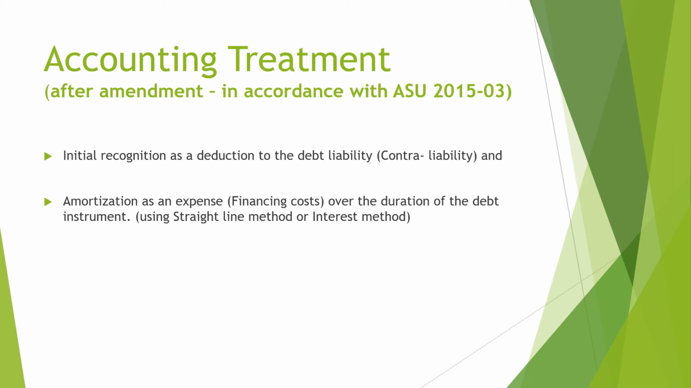Now, let's talk about the accounting treatment after the amendment made by FASB through ASU 2015-03. Initial recognition is as a deduction to the debt liability, that is, a contra liability, and amortization of debt issuance cost as an expense, which can be termed as financing cost, over the duration of the debt instrument. This can be done using the straight line method or the interest method.